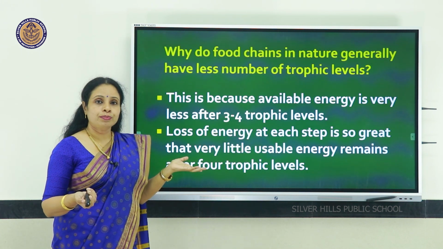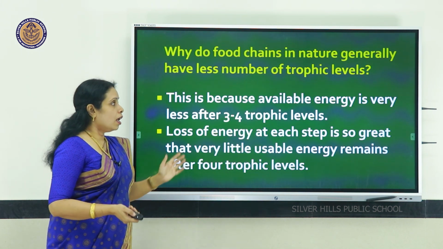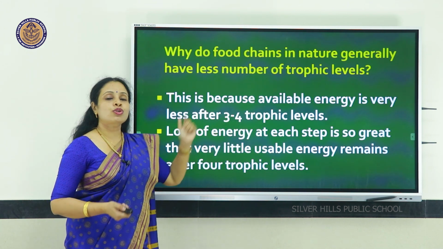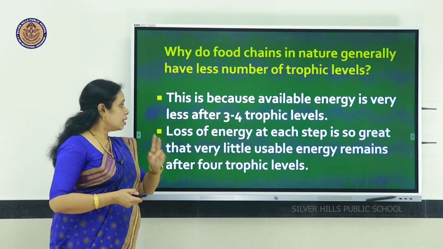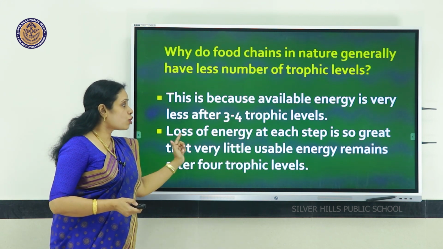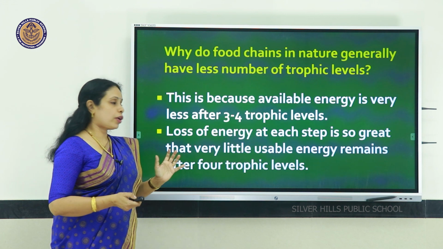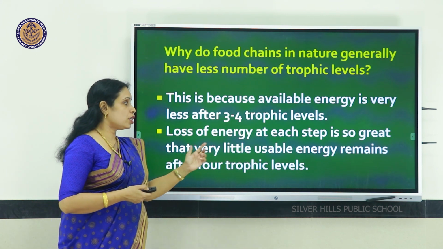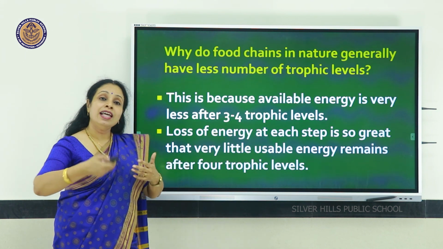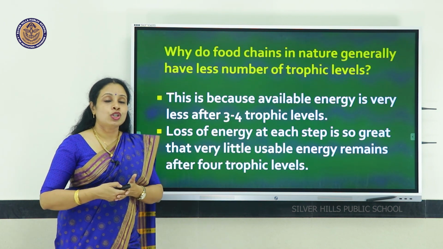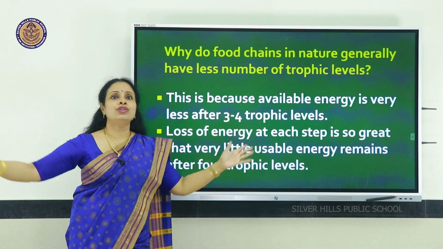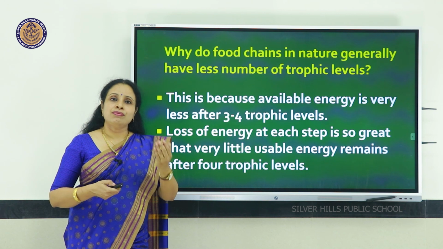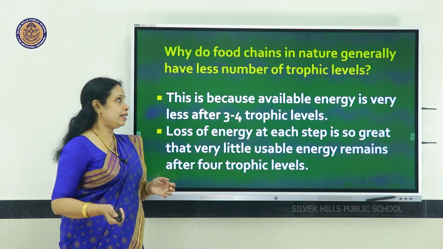Why is that so? Because the available energy is very less after 3 to 4 trophic levels. Secondly, loss of energy at each step is so great that very little only of usable energy is left for the next trophic level. So generally you don't find very long food chains in nature. They are short ones having 3, 4 or 5 trophic levels only.